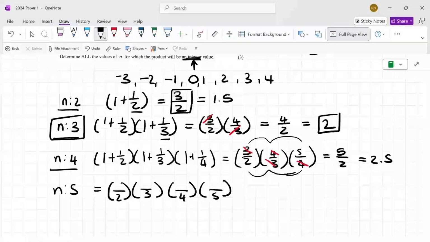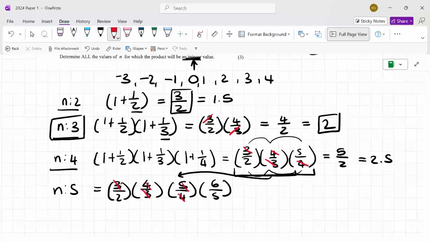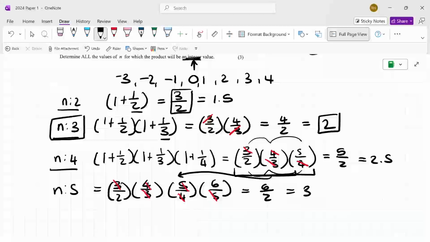And then this is going to be 6, this is going to be 5, this is going to be 4, this is going to be 3. These are all the same as these ones. I've just added them now when n equals 5. And you can see that this then cancels out with that, that cancels out with that, that cancels out with that. And now I get 6 over 2, which is 3.